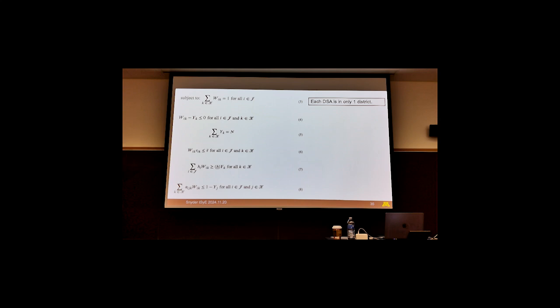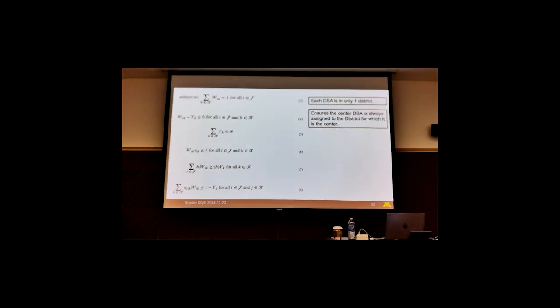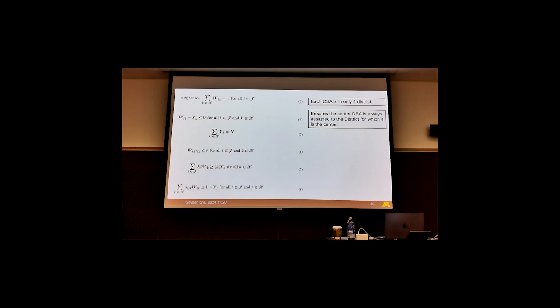She started from the blue zones and said, can I just organize the blue zones into districts that gets better results? And so she said, well, each one can only be in one district. Ensure that the DSA is always assigned to the district for which it is the center. She had this idea of a DSA being the center and then other DSAs being attached to it. There's always N districts, and this was something she could change. She could say, I want 4 districts, I want 6 districts, I want 8 districts. She can change N in this optimization problem.